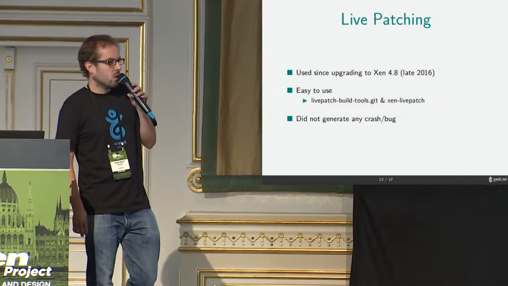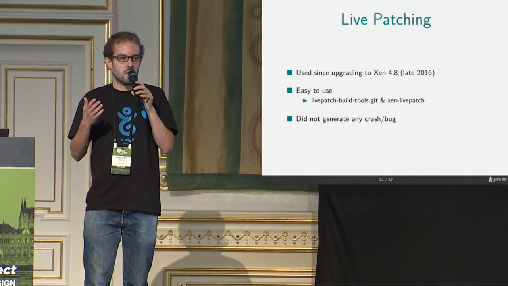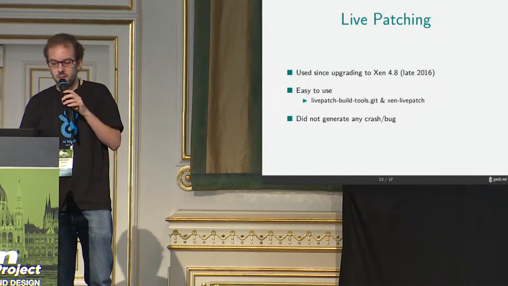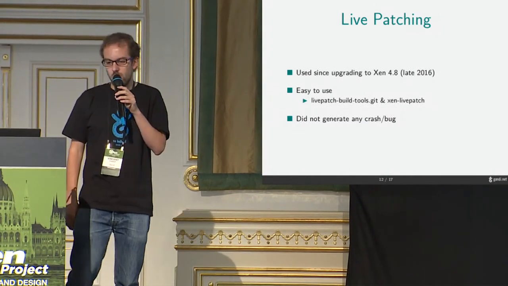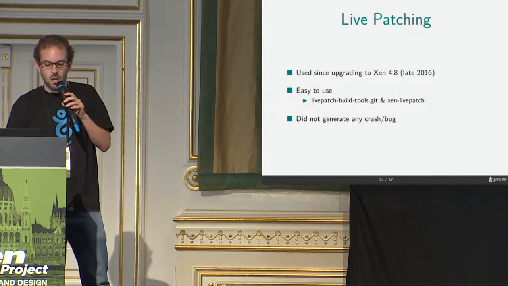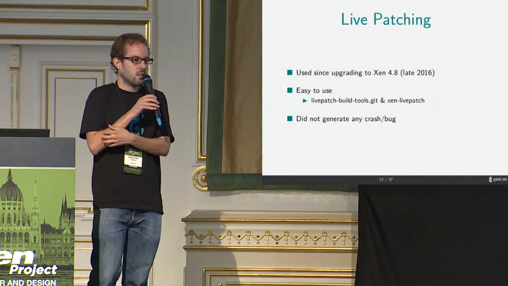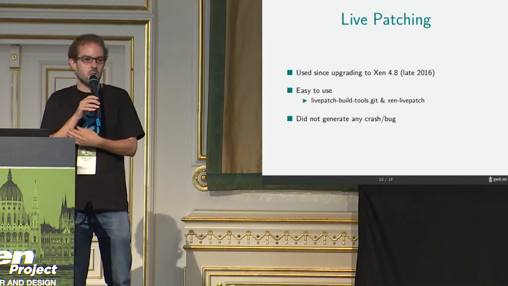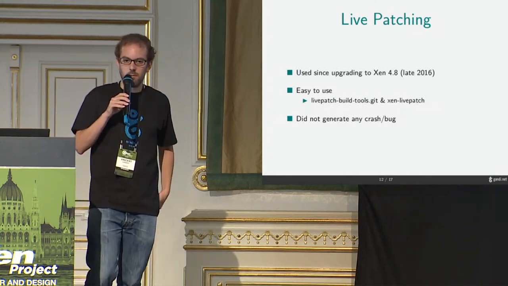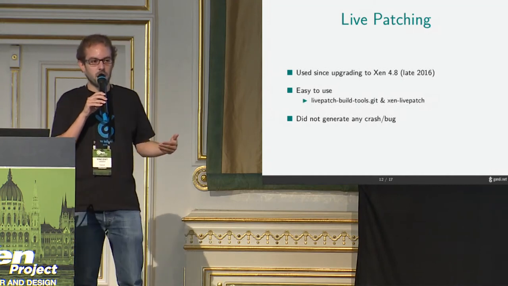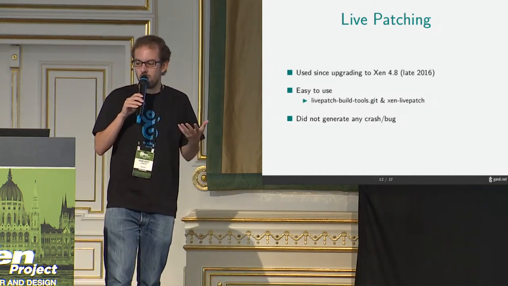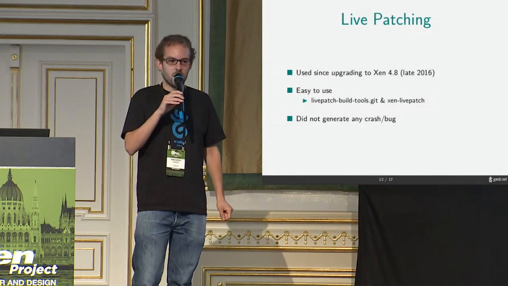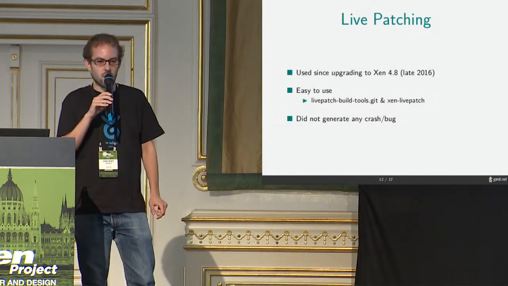So then I'm going to talk about the features of Xen 4.8 that we use. So first, live patching. We've been using live patching for around 6 months since we upgraded to Xen 4.8. We've been using that for a couple of security issues when we had some patches to apply. And we use the default Xen tools to create the payload and apply it on the hosts. And in our experience, it works well. We didn't have any crash or any bug for the host or for the VMs.